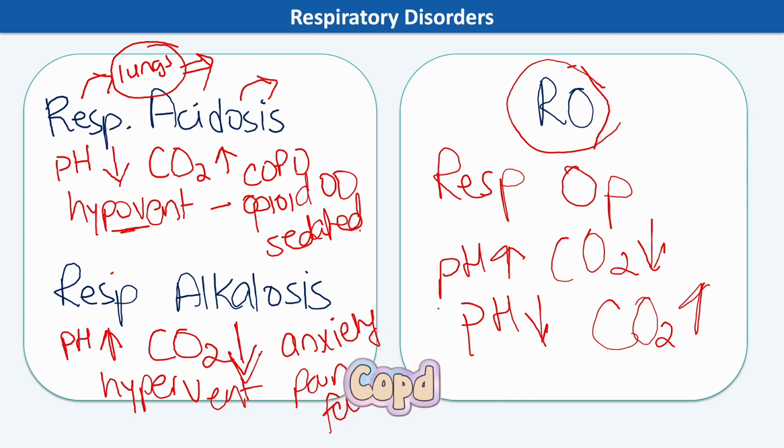Hypoventilation, COPD, and opioid overdose trap carbon dioxide. So carbon dioxide climbs and the pH drops, and it leads to respiratory acidosis. Hyperventilation from anxiety blows off carbon dioxide, so our carbon dioxide level drops. And what happens to the pH? It rises, and we end up having respiratory alkalosis. So slow breathing is acidic and fast breathing is basic.